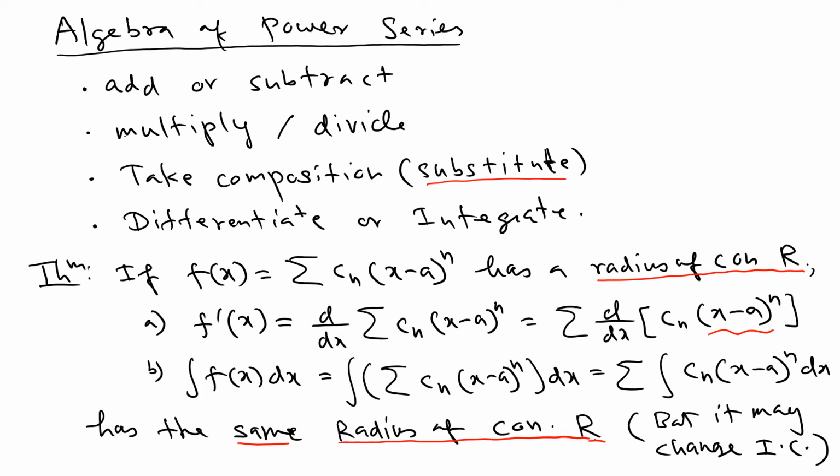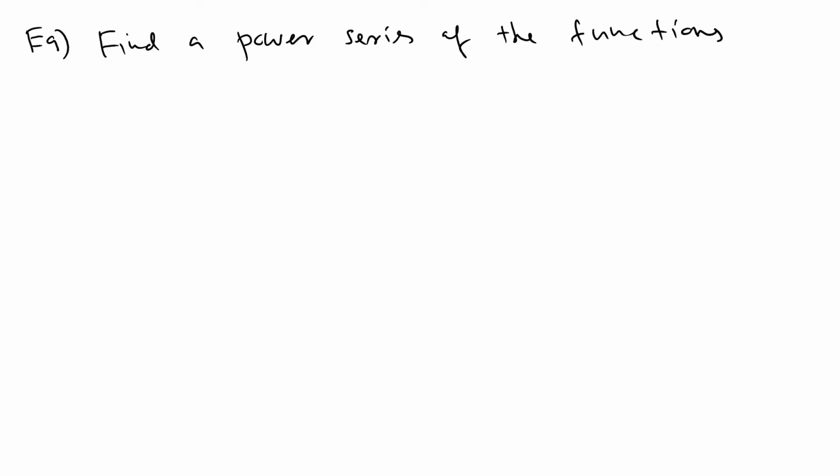So let's look at some examples. We start with this one. Example: find a power series representation of the following functions. So let's start with this. The first one is 1 over 1 plus x squared.